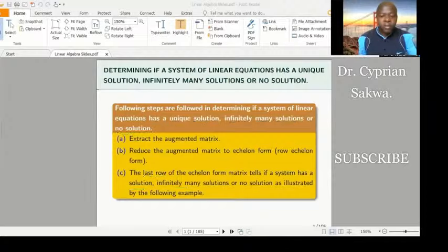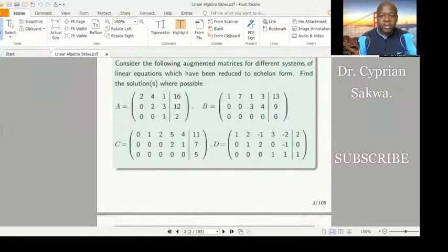Let's look at an example just to make this clear. The first example is this, and we are given these augmented matrices. These were extracted from some systems of linear equations and then reduced to echelon form. So for the first system, this is the echelon form of the augmented matrix extracted. And this is for the second system. This is for the third system. And this is for the fourth system. Each of those systems, I reduced their augmented matrices to echelon form.